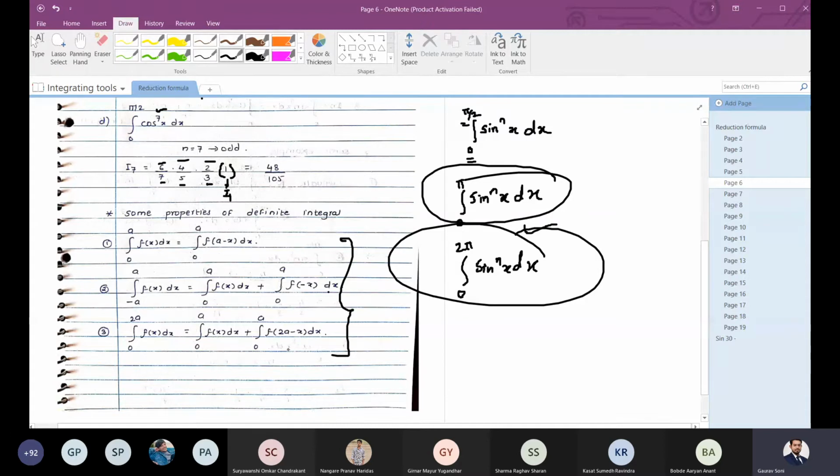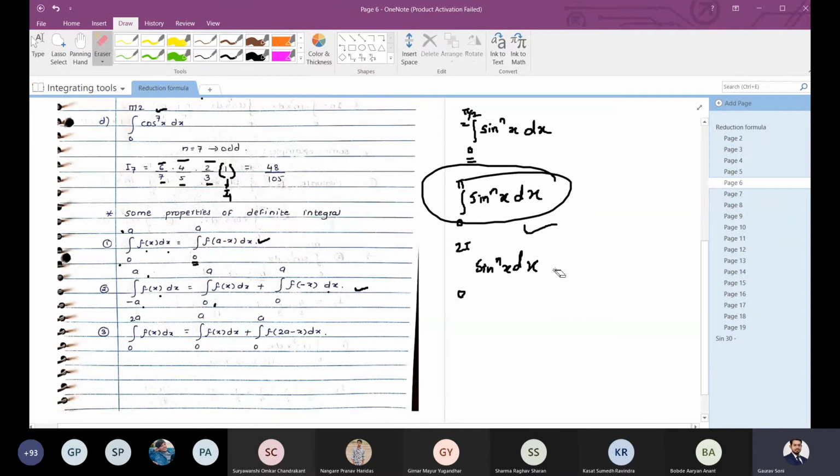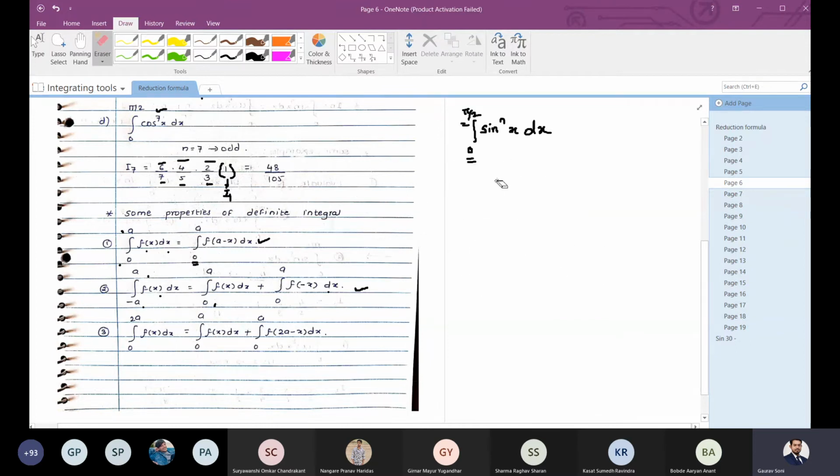definite integral properties. The first property, integration 0 to a f of x dx, is actually equal to 0 to a f of a minus x dx. Quite easy property to remember. Next property, integration minus a to plus a f of x dx is equal to integral 0 to a f of x dx plus 0 to a f of minus x dx. Again, this is the property that you have seen in your 12th standard, which helps you to directly give the answer for even and odd functions.